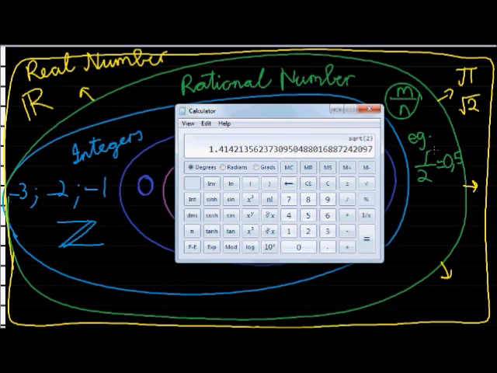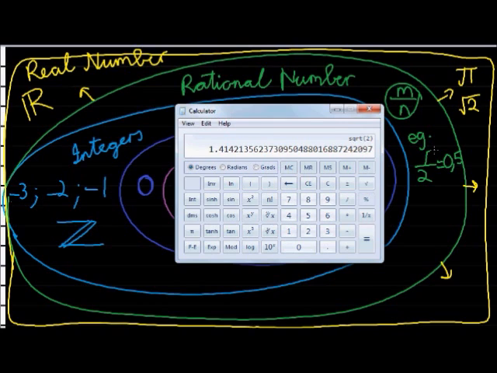They are numbers that occur in the real world. As a matter of fact, one of the numbers that we saw earlier in my home can be used to find an irrational number. And I'm going to show you that in just a minute. Okay, so that is irrational numbers.